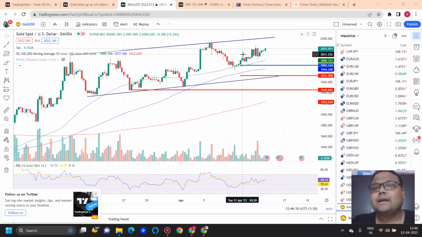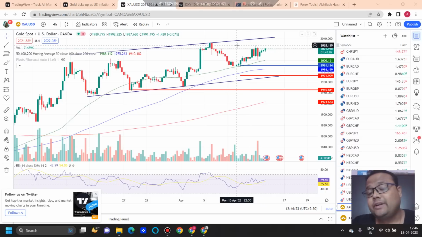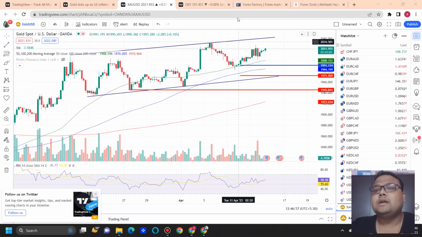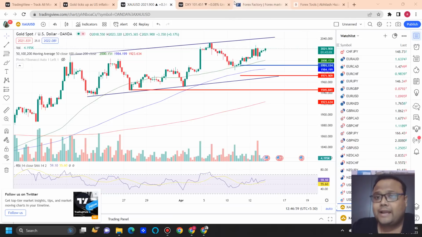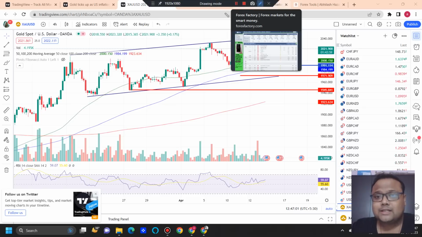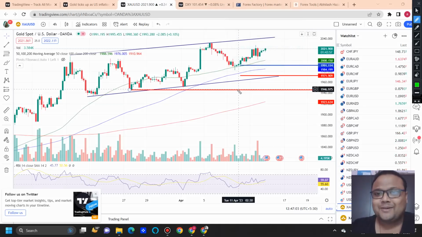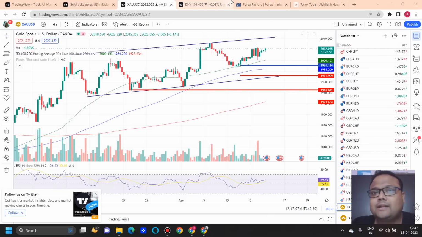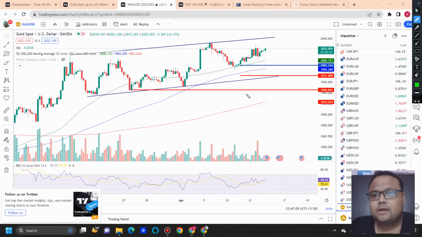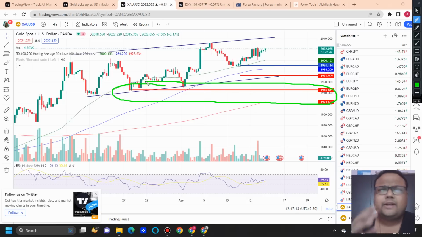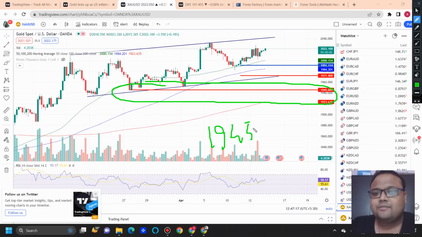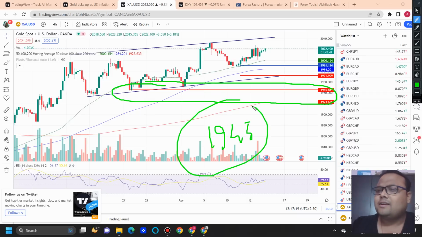In this type of market condition, taking a buy at retracement is always the best and safest strategy that you can follow. Right now the logical support levels are quite far away. First of all, we have a very strong support around the 1945 level. This is the level where we have a very strong presence of buyers. But sadly 1945 is far away.